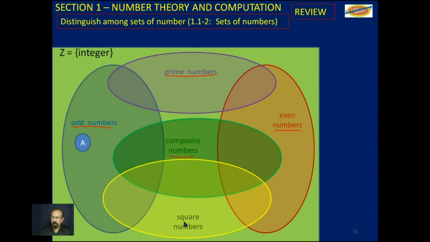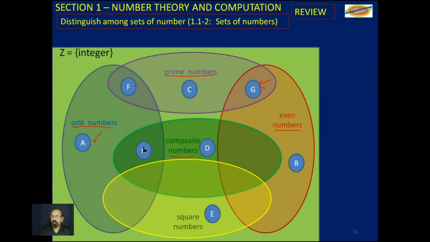Let's label some regions. That is A over there, which is odd numbers alone and nothing else. B would be even numbers alone and nothing else. C will be prime numbers alone. D will be composite numbers alone. E will be square numbers alone. Now F will be odd numbers that are also prime. If it's both odd and prime, we put it at F. G, if it's prime and even, it goes here.